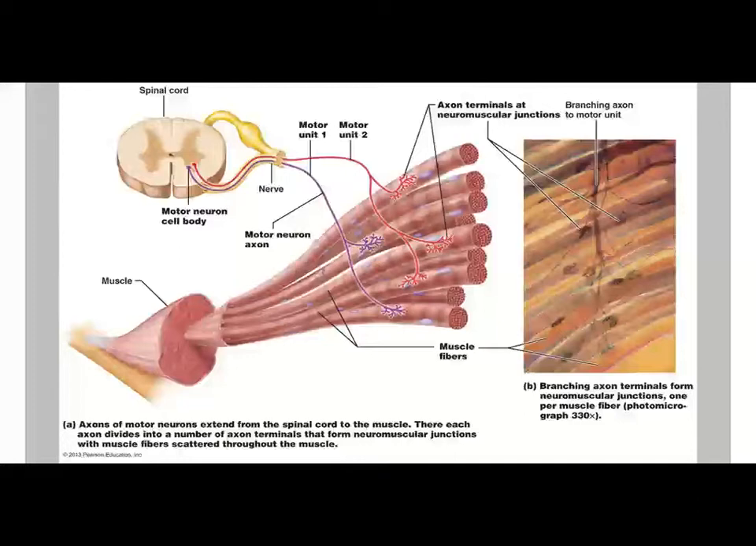Now, there are many motor units per muscle. So we can actually really control how strong of a contraction we get by activating certain motor units. We'll come back to that in just a little bit.